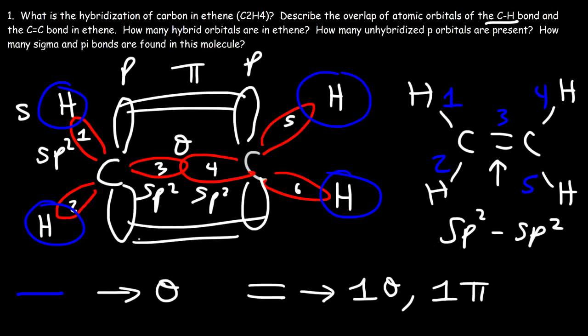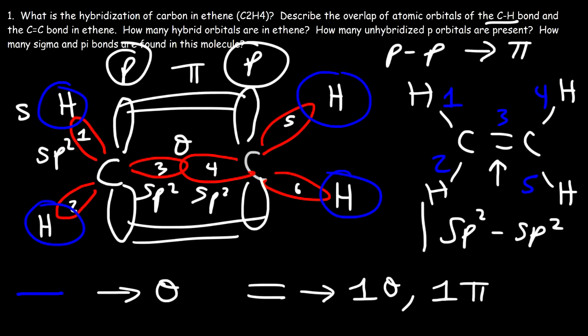The pi bond is produced by unhybridized p orbitals. So this describes the pi bond, but this describes the sigma bond. So I just want to highlight that important concept. So let's summarize what we talked about.